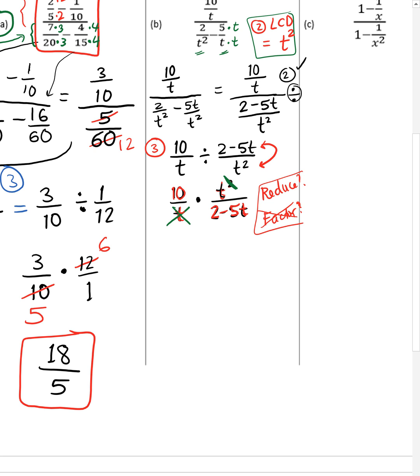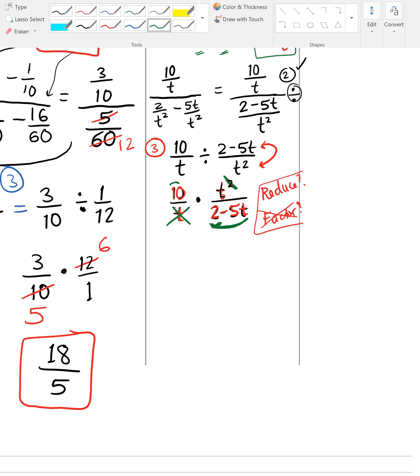And make sure you're not tempted to just cancel this 2 and this 10. If it was just a 2 in the denominator without the 5t, then it would reduce, but you're thinking of 2 minus 5t as one entire factor. So if it had any hope of canceling with something, you'd have to see 2 minus 5t, that exact whole thing, somewhere else. You can't cancel a part of it.